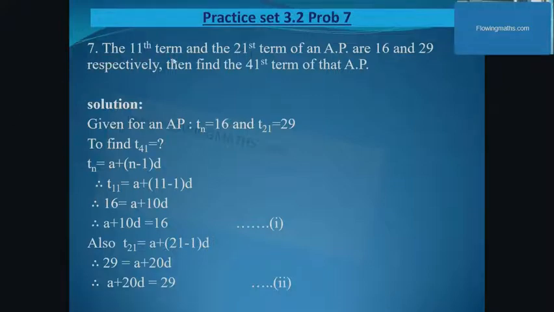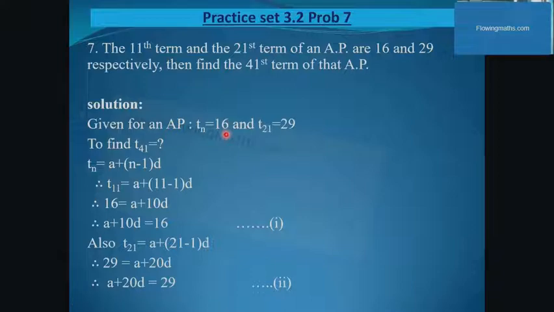Problem 7. The 11th term and the 21st term of an AP are given. They are 16 and 29. Find the 41st term of the AP. If you know the value of A and the value of D, you can find any term. You can find the 41st term. So from these two values which are given, you have to find the value of A and D.